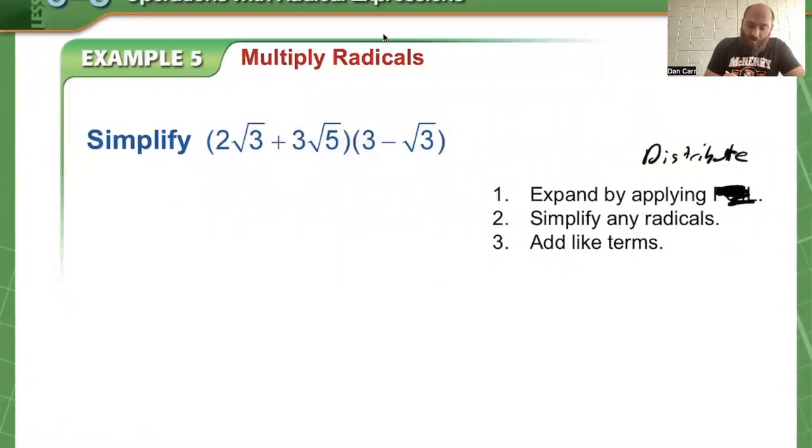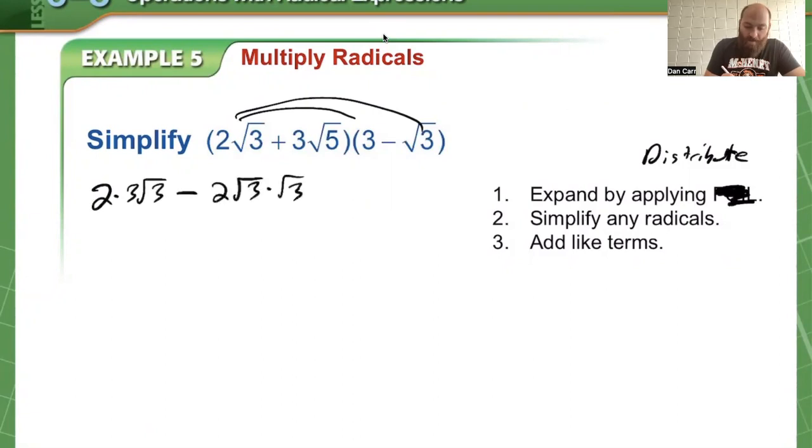So when we do our distribution, remember we're taking 2 root 3 times both of these. So I can take 2 times 3 times the square root of 3. And then I'm going to subtract 2 times the square root of 3 times the square root of 3. I'm going to do the same thing here. We got a positive 3 times the square root of 5. And then this one right here is a positive 3. Whoops, this could be negative. So negative 3 times the square root of 5 times the square root of 3.